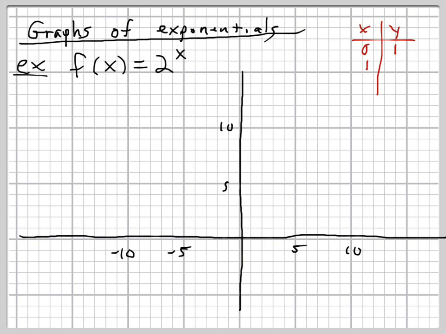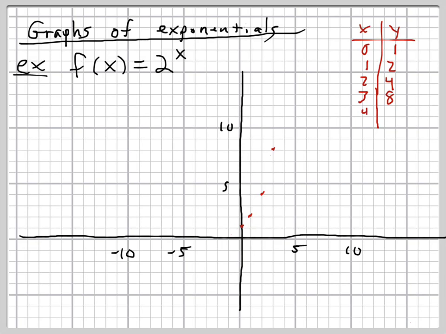Well, what if x is 1? Now we have 2 to the first power. What's 2 to the first power? 2. What if x is 2? We have 2 to the second power, 4, right? And what about if x is 3? We have 2 to the third power, which is 8. I'm going to start plotting these points here. There's (0, 1), (1, 2), (2, 4), (3, 8).